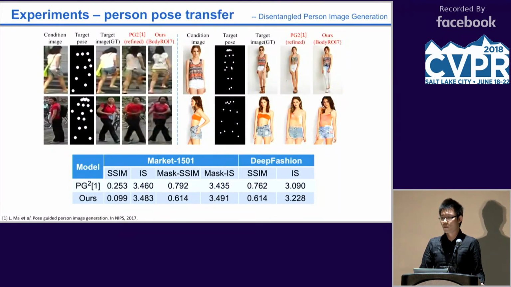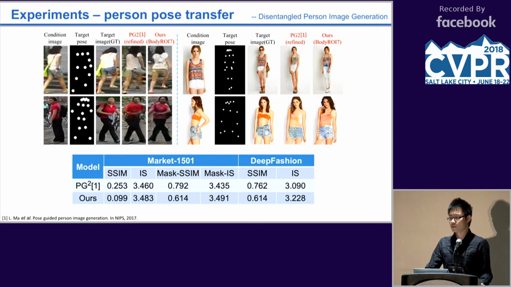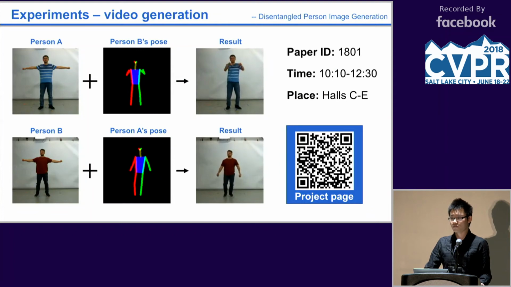As to the person pose transfer task, our self-supervised method can achieve comparable performance compared to the supervised method, PG squared network, and we can generate more realistic images. Given the sequence of the target pose, we can also do the person video generation. Here we show the results of cross-person pose transfer. That is to use person B's pose to drive person A's appearance, and vice versa.